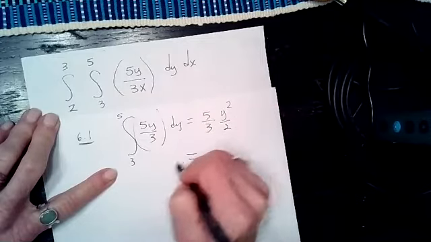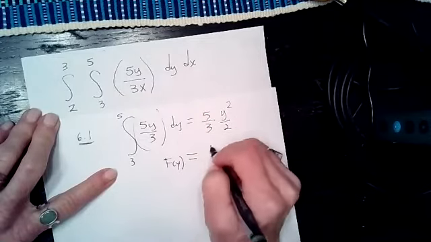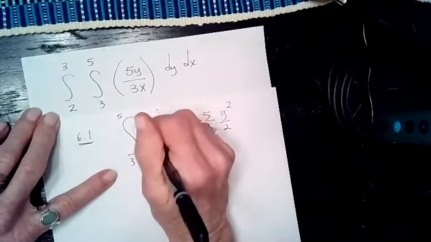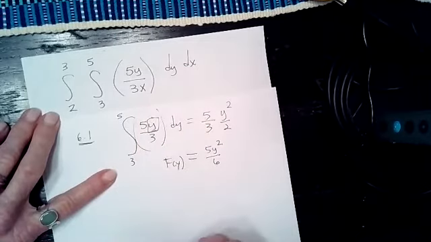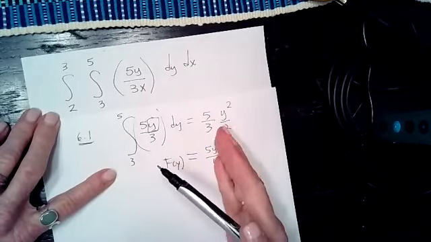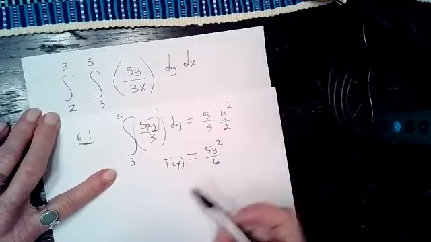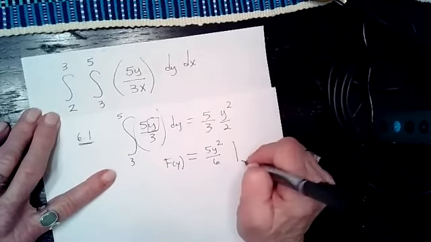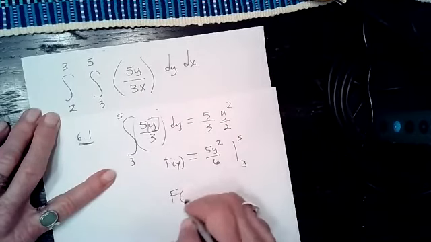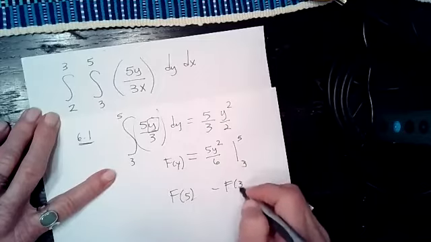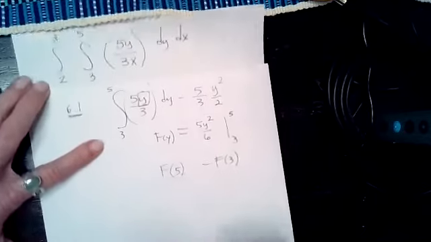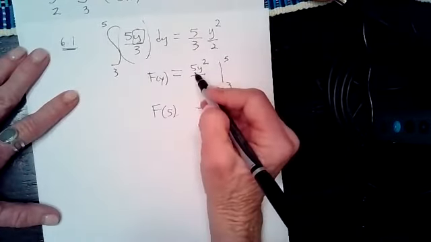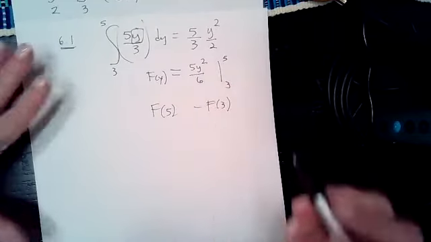So my antiderivative is 5y squared over 6, okay? So we're just integrating the variable term. We're bringing our constant over, integrating y squared over 2. Okay, and then when I plug in my values from 3 to 5, this is just first the 6.1. I plug in my 5 for y, and I get 25 times 5 over 6.